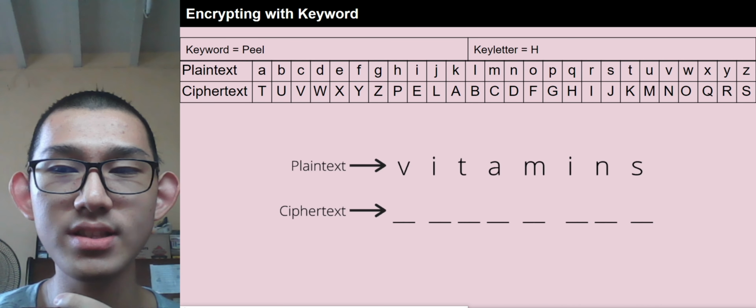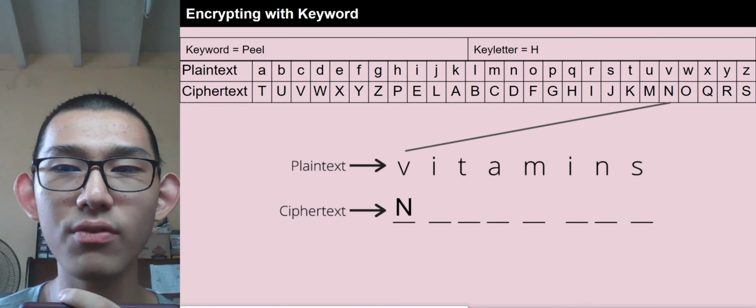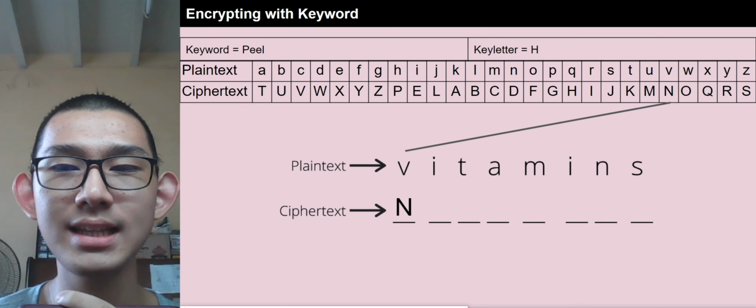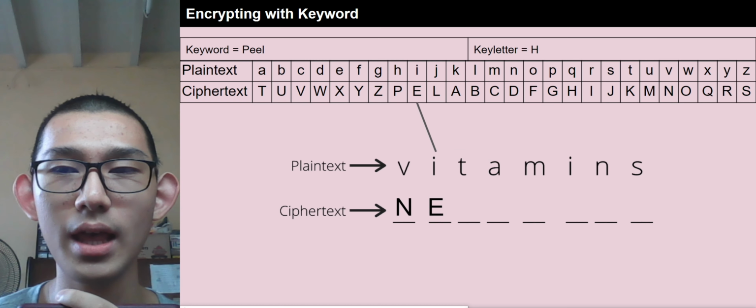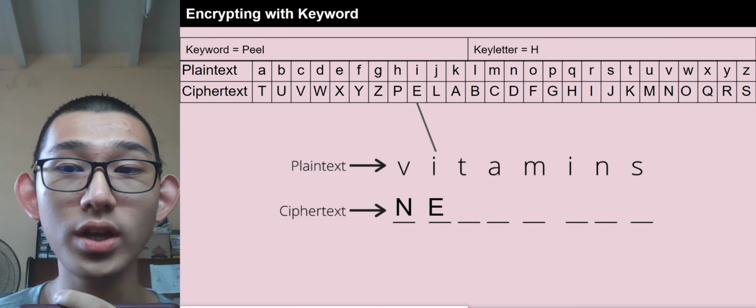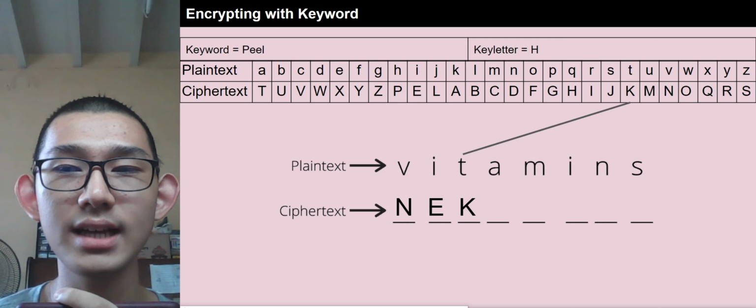We shall use the cipher table to encrypt the word vitamins. Vitamins is in plain text. So by referring to the cipher table, we can see that a plain text of V equals to ciphertext of N. Plain text of I equals ciphertext of E. If you wish to figure out the next ciphertext before I do, you may pause this video at any given time. Plain text of T equals ciphertext of K.